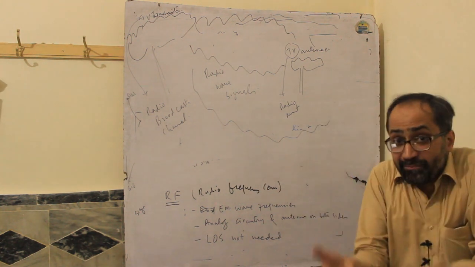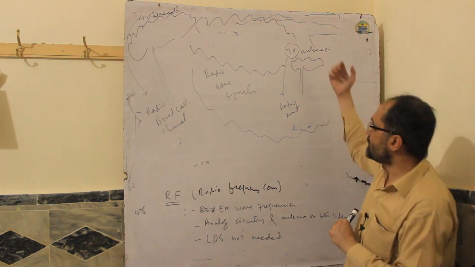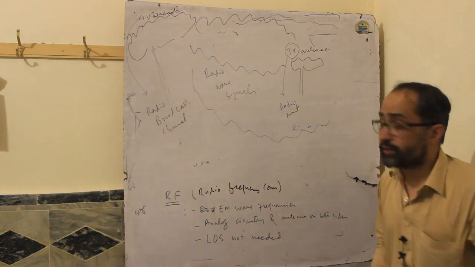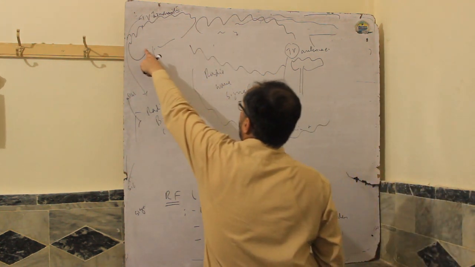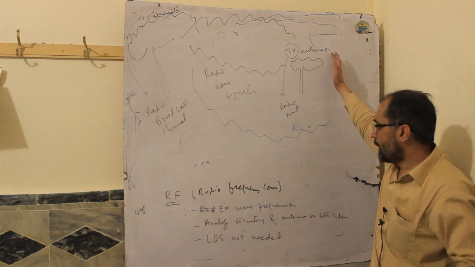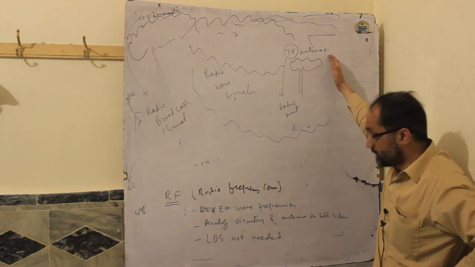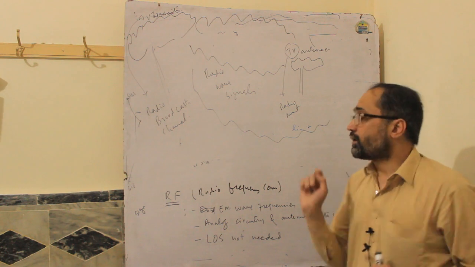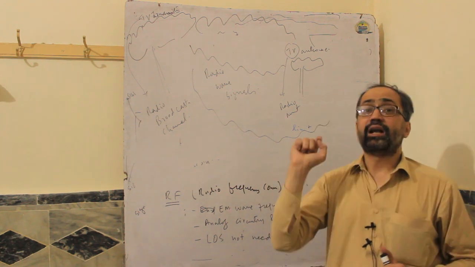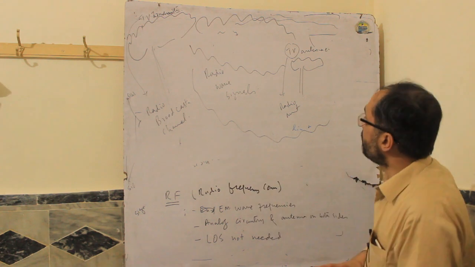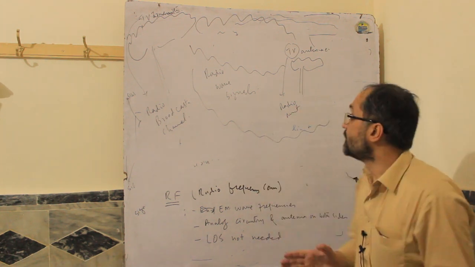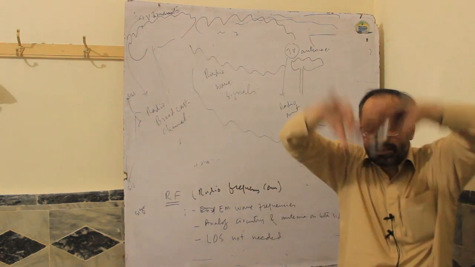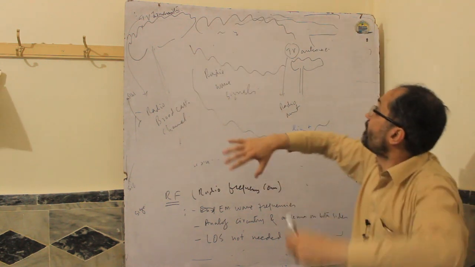These signals will be intercepted by this TV antenna or the radio antenna, and it requires an analog circuitry and antenna on both sides. You need an antenna and analog circuitry on the transmitter side, and an analog circuitry and antenna on the receiver side, and you don't need any line of sight. Remember that in the IR or infrared communication, we needed a line of sight between a transmitter and the receiver. However, in this particular scenario, we don't need a line of sight, because the signals are spread in a circular fashion.